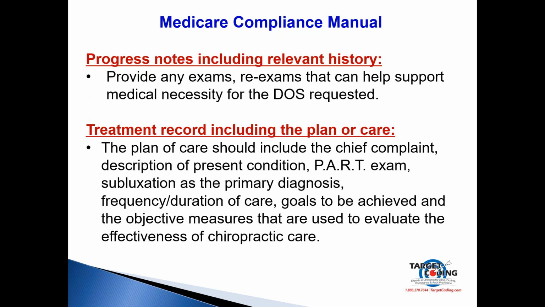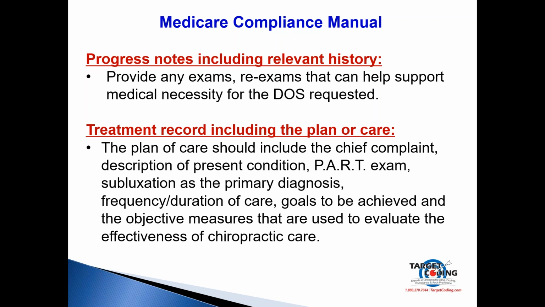And the treatment plan is part of the overall plan of care. So the treatment plan should include the chief complaint, the exam, the primary diagnosis, which for Medicare needs to be subluxation, and the goals. The goals need to be measured at the beginning of care and then remeasured with every re-exam. Those objective measures to evaluate the effectiveness are what Medicare wants to see.